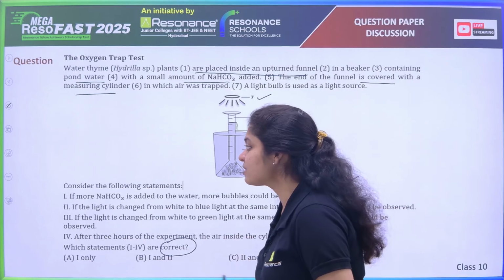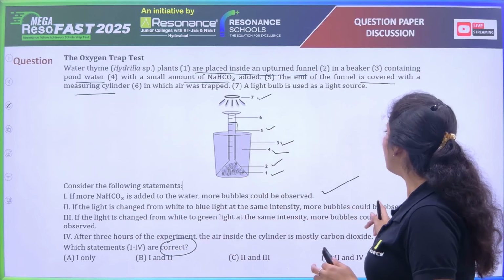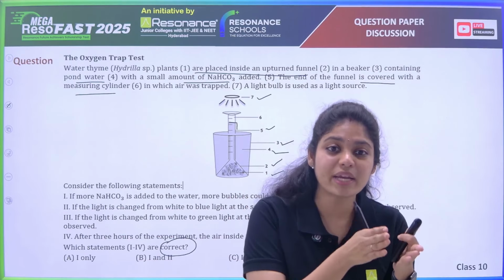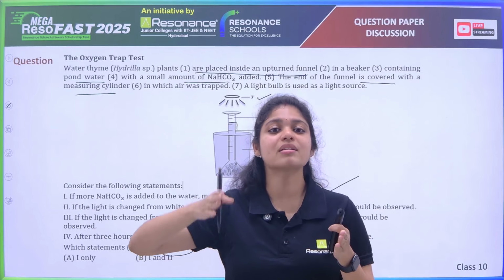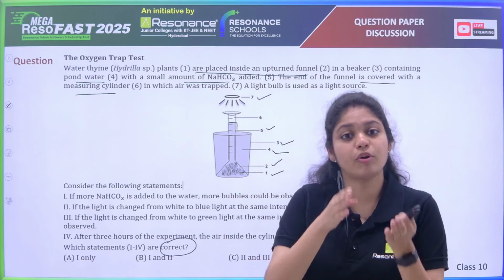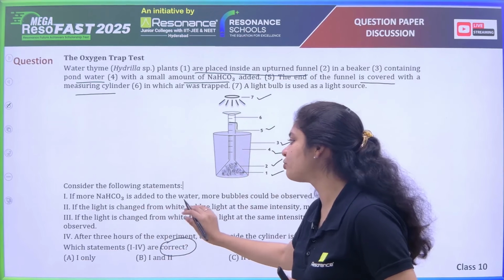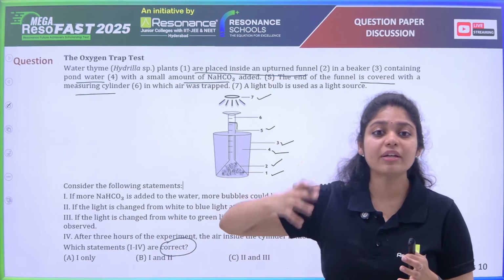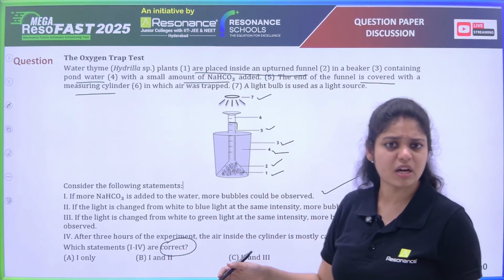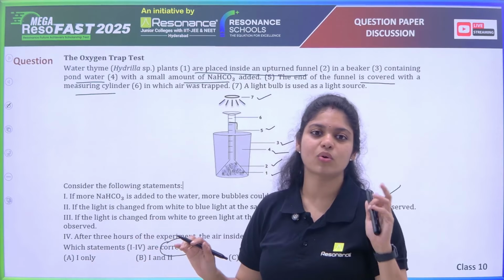The next statement says, if the light is changed from white to blue at the same intensity, more bubbles could be observed. The light has been changed from white to blue. Blue is an optimum color for chlorophyll for the process of photosynthesis. So if the light is changed from white to blue, definitely the rate of photosynthesis will increase and there will be more bubbles observed due to the more production of oxygen. So statement 2 is also correct.